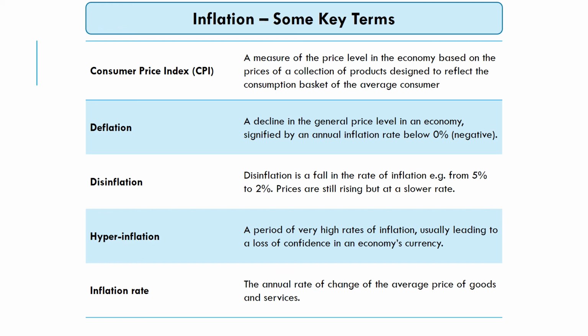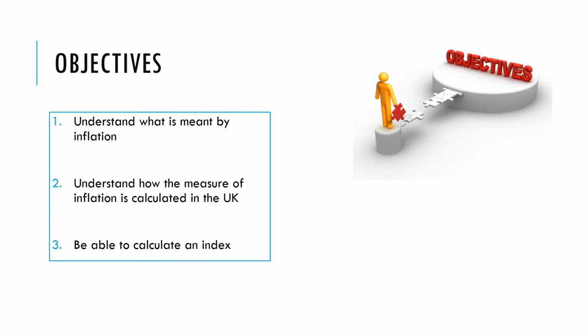Okay, before we finish off, some key terms: consumer price index, deflation, disinflation, hyperinflation, and the inflation rate. Let's check we've got these in our notes. So to wrap up, in this video we've looked at what is meant by inflation, how inflation is calculated in the UK, and to do that we should be comfortable with calculating an index.